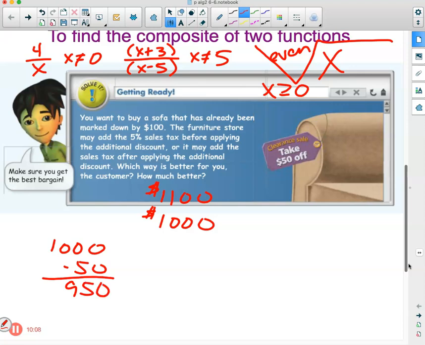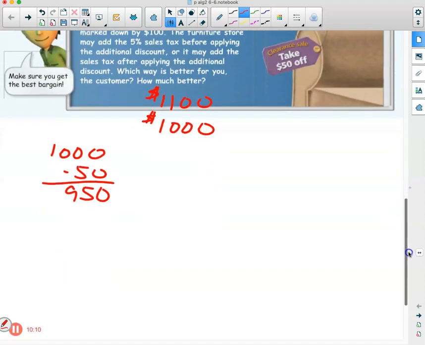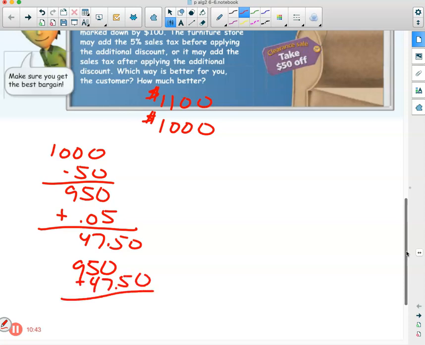Oh, yeah, you can't eat a sofa, so you got to pay tax on it. So we'll have to add that 5% sales tax. So we do 5% of $950. And because my Smartboard TI emulator has been crashing everything, I'm using the TV up there for this now. So $950 times 0.05, $47.50. So it was $950 after your discount. You're going to add the tax.